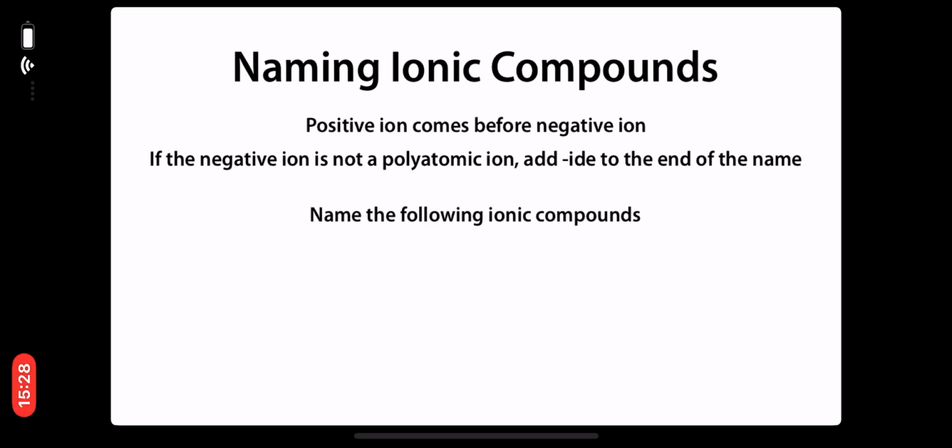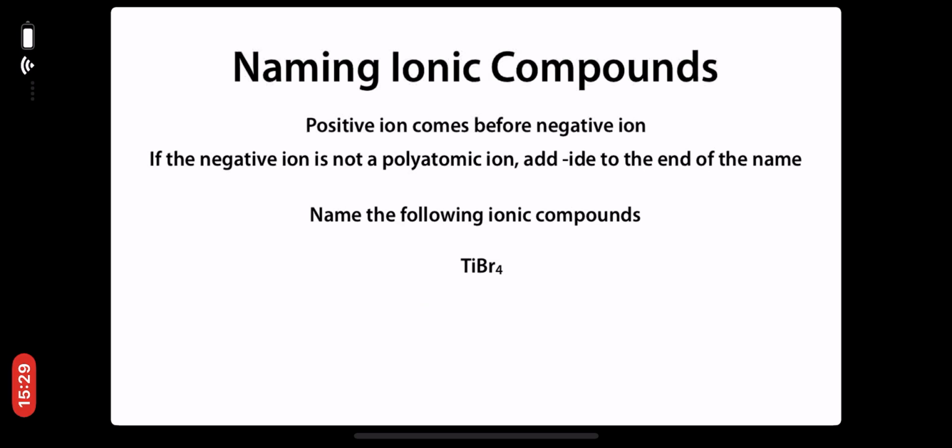Let's try some more examples. KI. KI is formed from potassium and iodine, so it's called potassium iodide. We put IDE at the end of the negative ion because it's not a polyatomic ion. Let's try another one. MgF2. MgF2 is magnesium fluoride. We add IDE to the end of the name because F is not a polyatomic ion. NiSO4. Nickel sulfate. SO4 2- is a polyatomic ion, so we don't need to change the name of SO4.